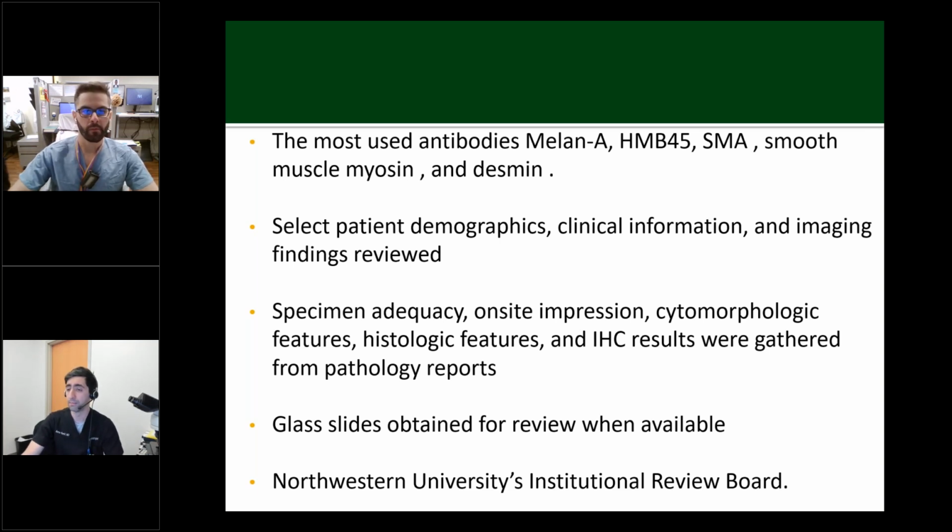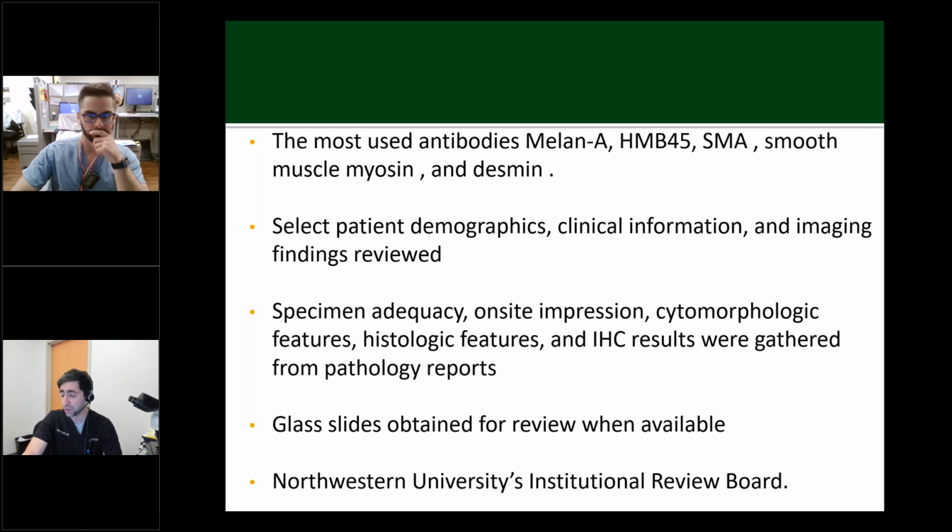The research team meticulously reviewed patients' demographics, clinical information, and imaging findings for each case, ensuring a comprehensive understanding of the context surrounding the renal angiomyolipoma diagnosis. Then relevant data pertaining to specimen adequacy, on-site impressions, cytomorphology features, histological features, and IHC results were gathered from pathology reports. In the instances where available, glass slides were also obtained for review and analysis.